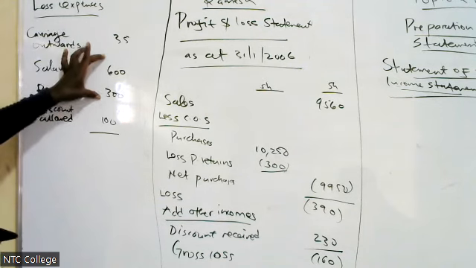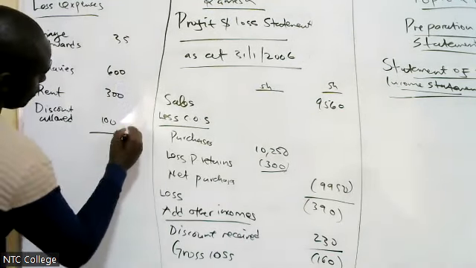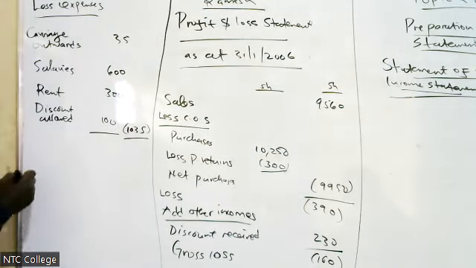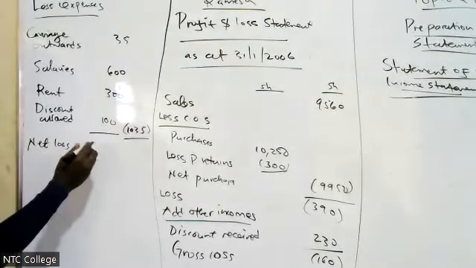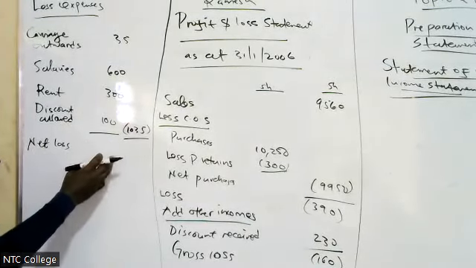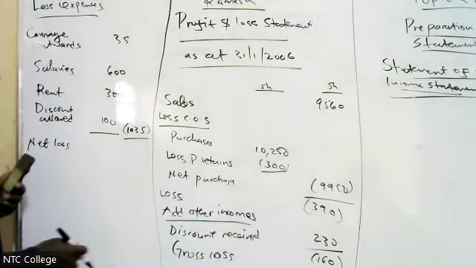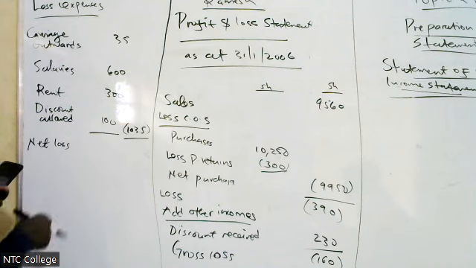This is 900. This is one. It is 1035 here. So 1035. Yes. So now net loss. Get me the net loss, and the net loss will be negative 1035 plus negative 160. How much are you getting? This negative 1195.